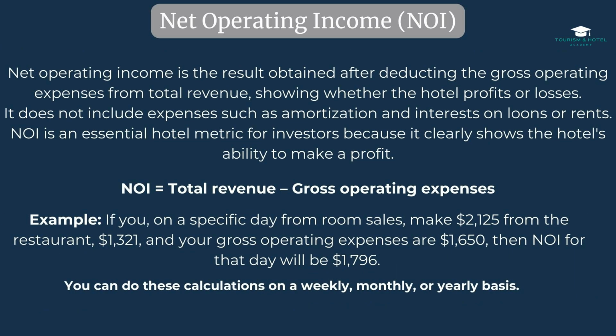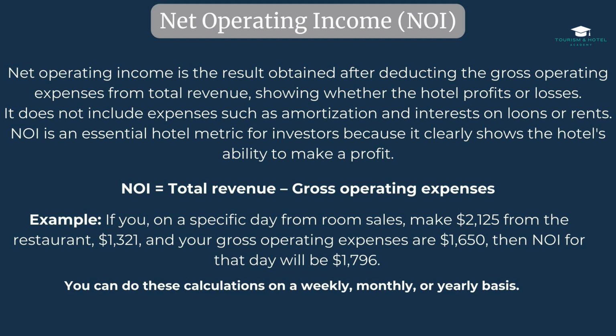Net operating income, or NOI. Net operating income is the result obtained after deducting the gross operating expenses from total revenue, showing whether the hotel profits or loses. It does not include expenses such as amortization and interest on loans or rents. NOI is an essential hotel metric for investors because it clearly shows the hotel's ability to make a profit. So, NOI equals total revenue minus gross operating expenses.